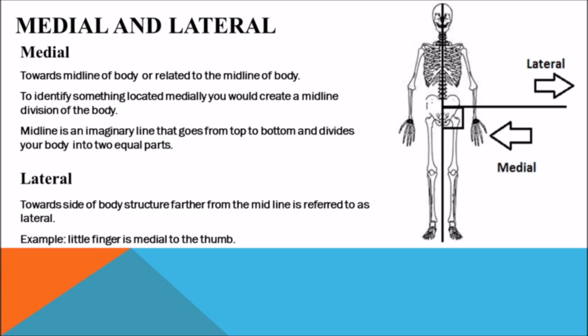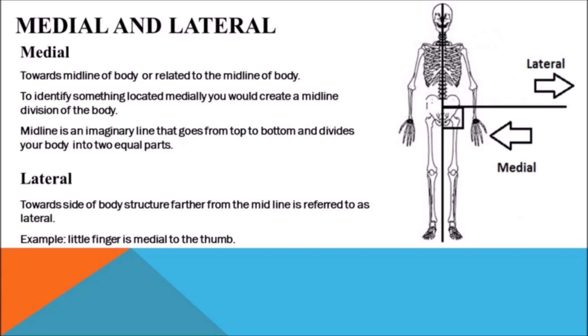Next, medial and the lateral. While we are talking about the medial and lateral directional terms, first we have to draw a midline which will divide the body into two equal halves. So when the body has been divided into two equal halves, the structures which are near to the midline become medial, and the structures which are away from the midline come under the lateral. So what is medial? Exactly towards the midline of the body or related to the midline of the body. And what is lateral? Towards the side of the body, structure farther from the midline is referred to as lateral.